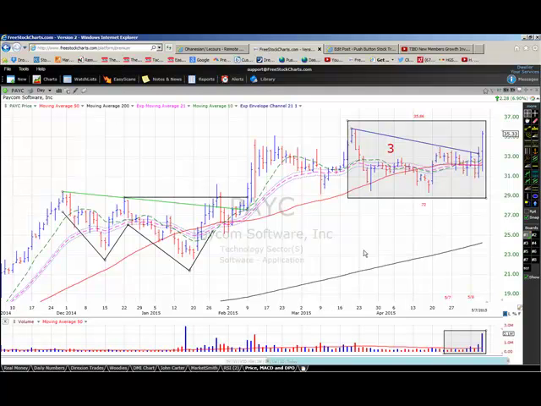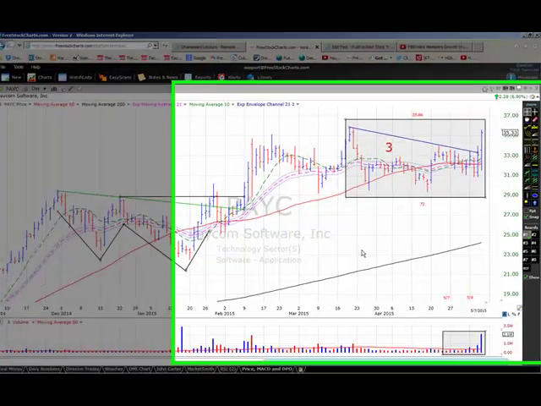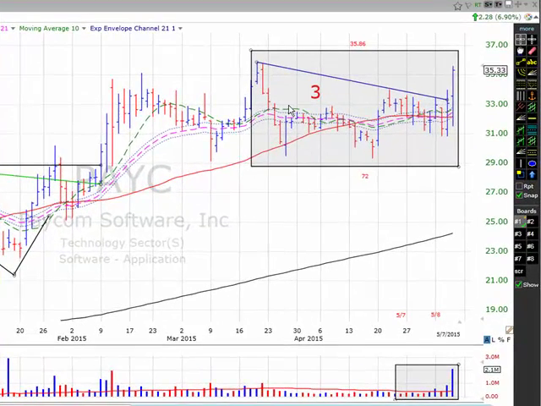Paycom provides cloud-based human capital management software that manages the employment lifecycle for employers and employees. The stock has been in this third stage base with a pivot point of $35.86. Paycom gets a 72% checklist rating. We've been watching this trend line in Paycom. Yesterday, Paycom gapped above that trend line on good earnings results, giving us a pocket pivot.